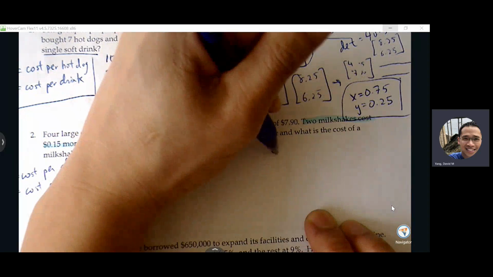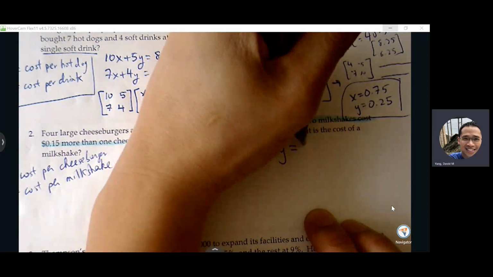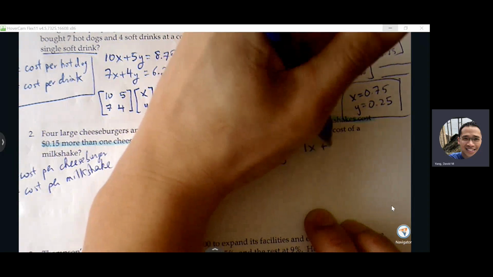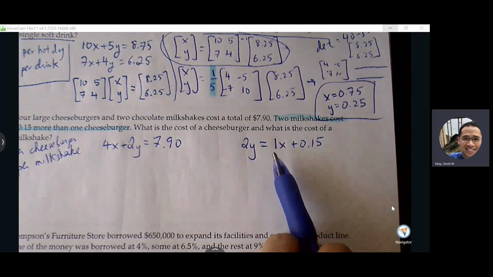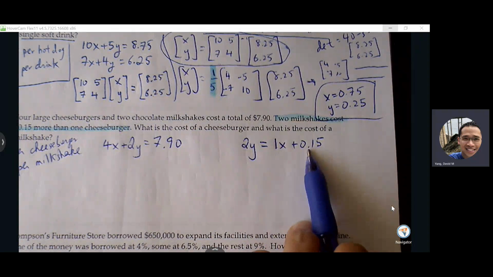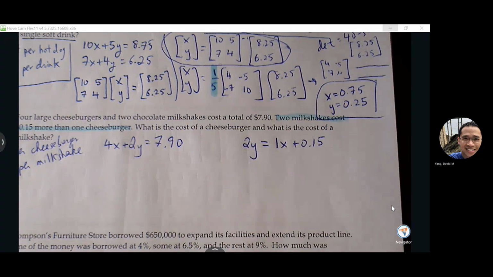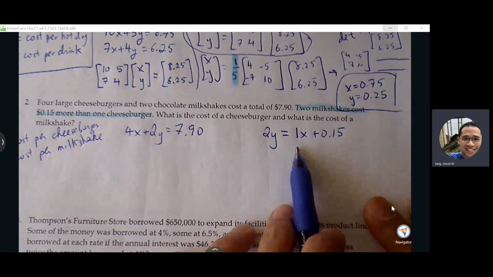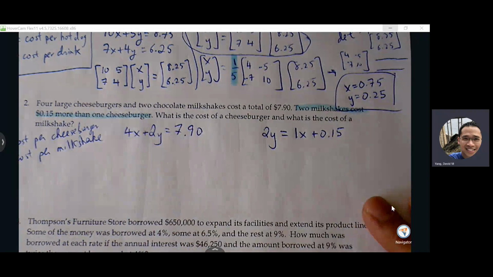We can say 2y is equal to 15 cents more than a cheeseburger. So 1x plus 0.15. We know that if we take a cheeseburger and we add 15 cents to it, that's going to be equivalent to 2 milkshakes. So how can I rewrite this equation so that I can make it fit where the x's and y's need to go?